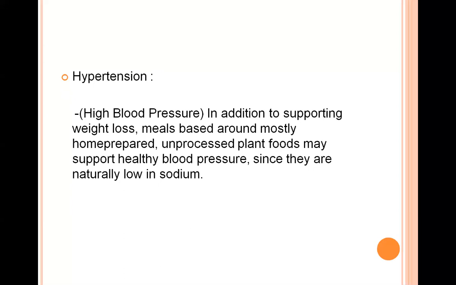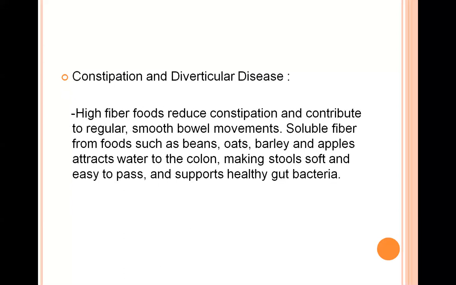Okay, next, constipation. High-fiber foods reduce constipation and contribute to smooth, regular bowel movements, etc. Soluble fibers from foods such as beans, oats, and apples attract water to the colon, making stool soft and easy to pass, and support healthy gut bacteria.